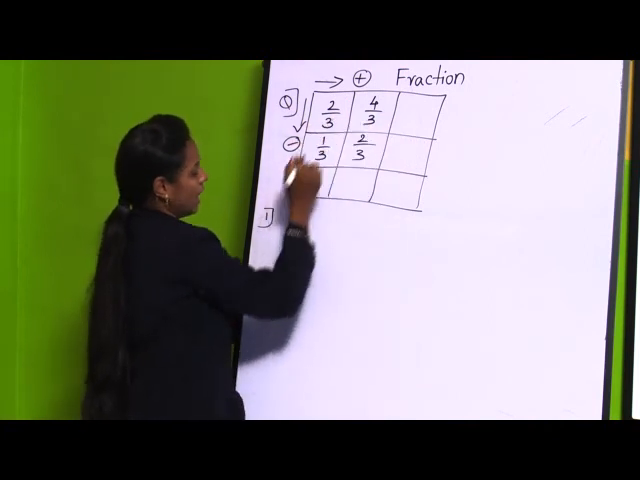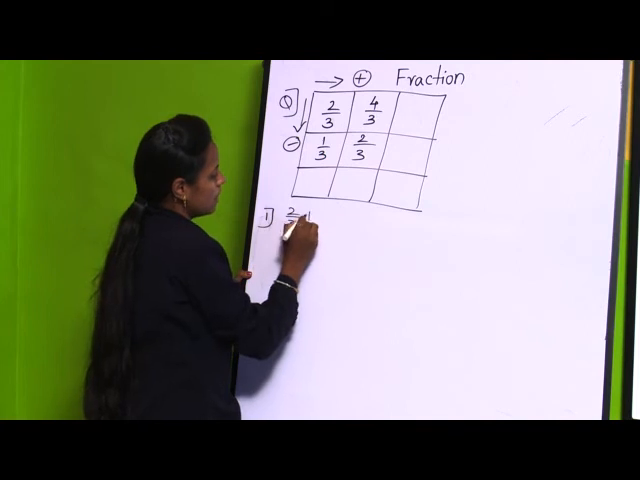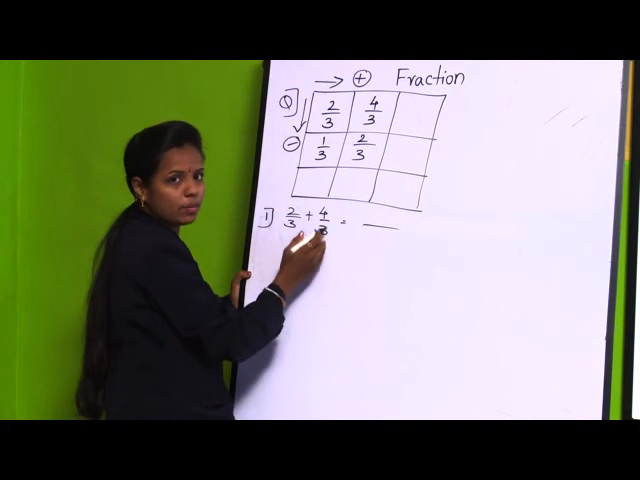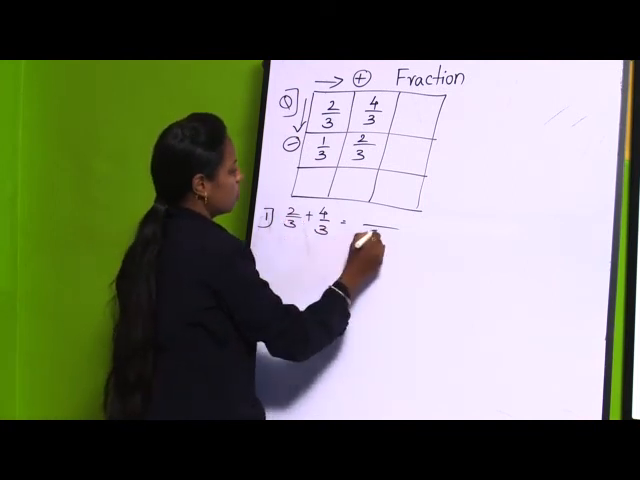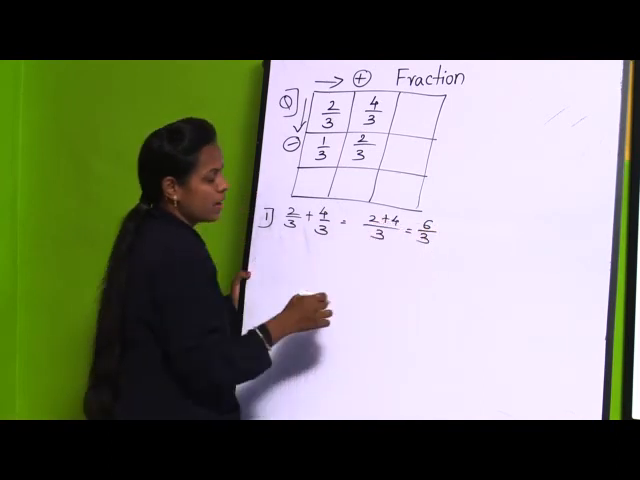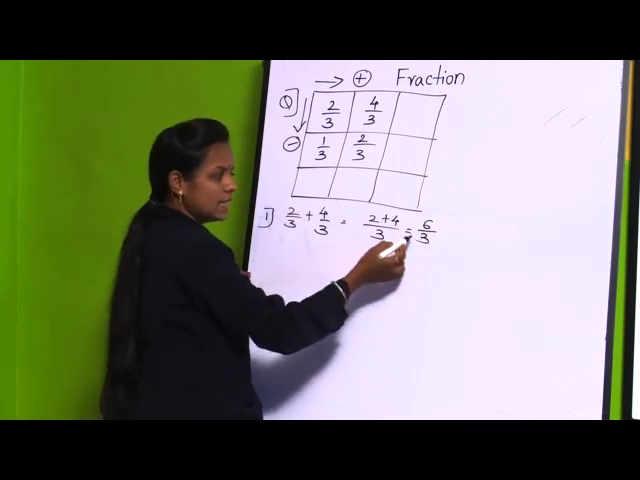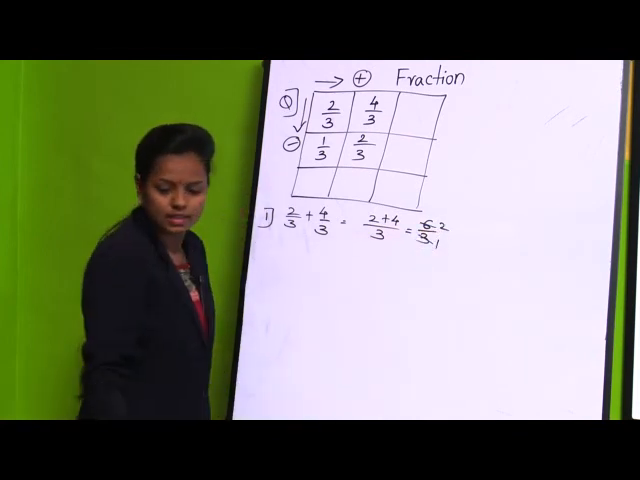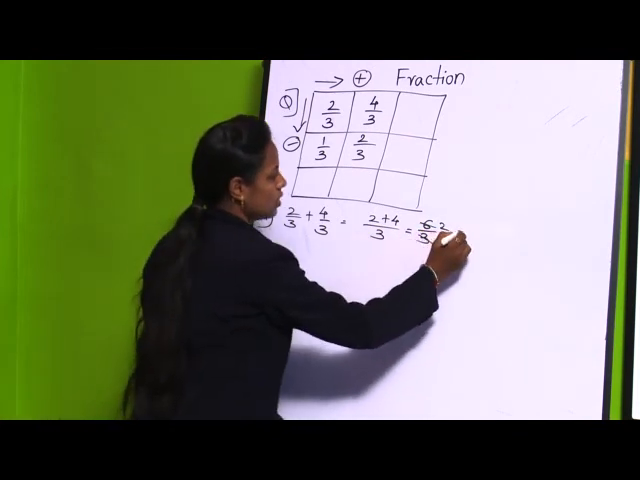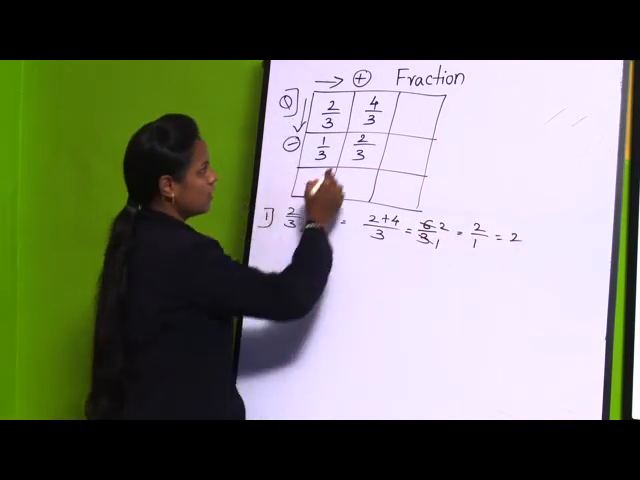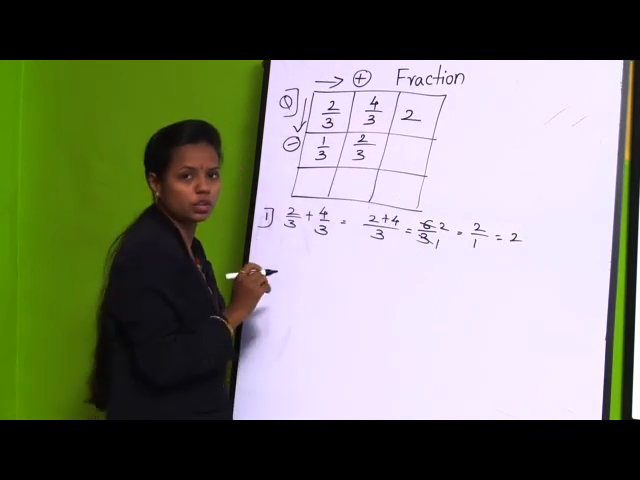So we have two fractions here, 2 by 3 plus 4 by 3. We know that when the denominators are same, numerators can be added. So common denominator and 2 plus 4. We have 6 upon 3. So we know that 6 and 3 goes in a single table. So 3 1s are 3, 3 2s are 6. So we have 2 upon 1 is equal to 2. So in the first box we have the answer 2.